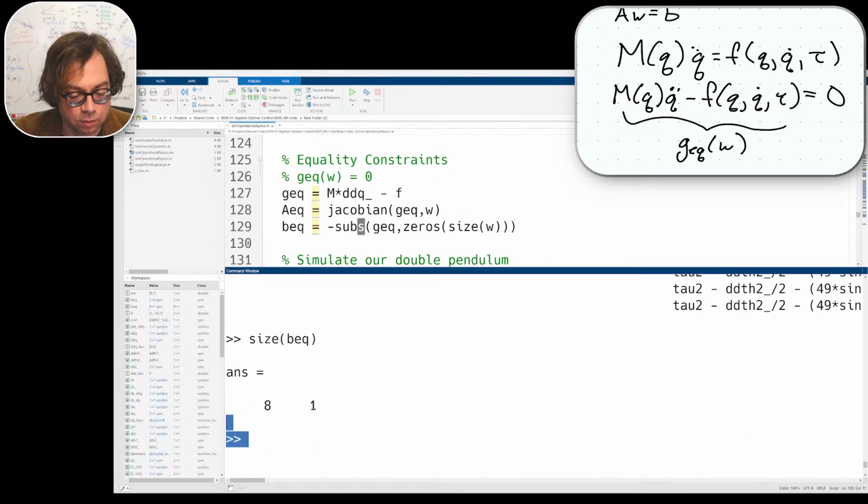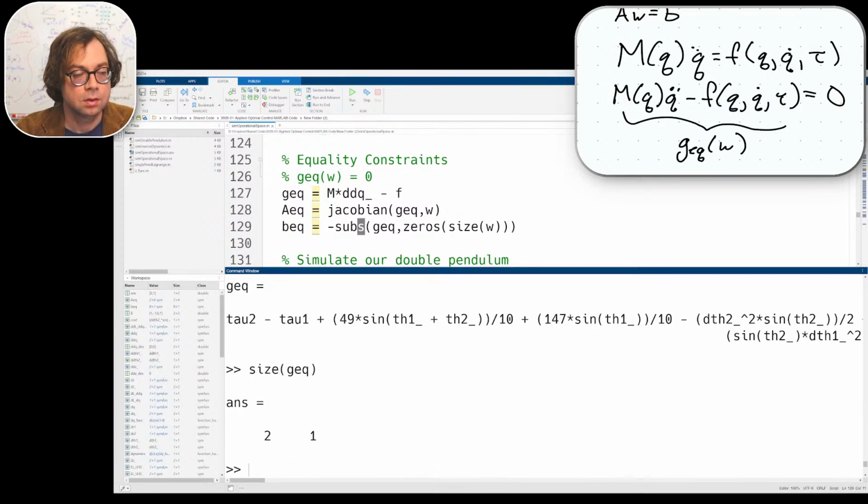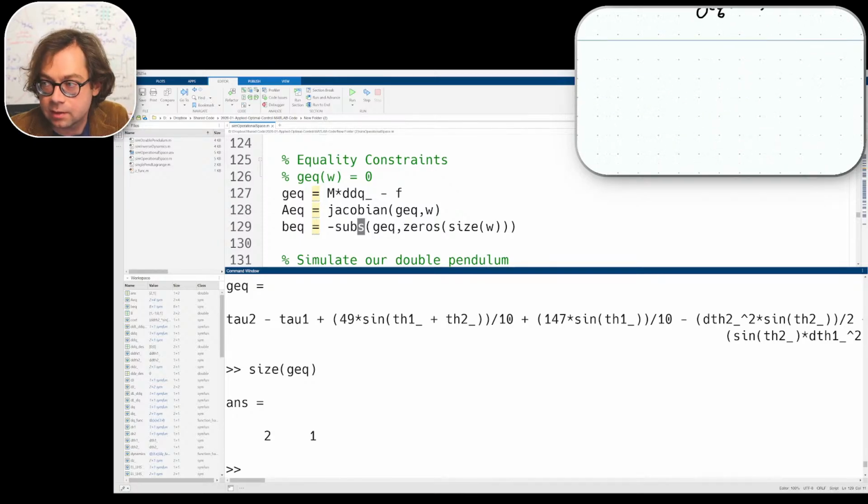What's GEQ? What does GEQ look like? What's the size of GEQ? It would just be 2 by 1. That's right. Okay, let me just do some math here. There's something not quite right, I think. So the A matrix, because there are 2 degrees of freedom for the system, you're going to have 2 constraints, on the acceleration of your first joint and your second joint. So that's going to be 2 by n, the number of decision variables in your decision vector W.